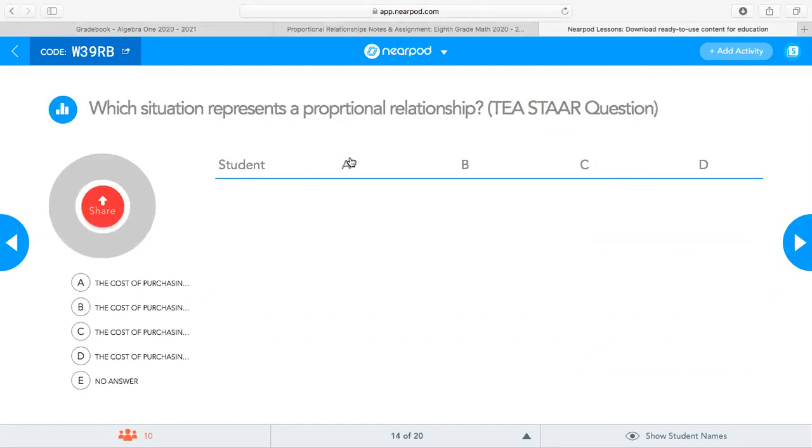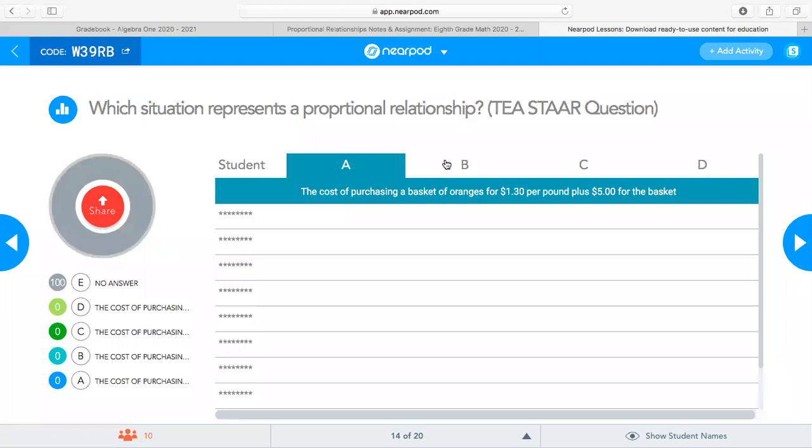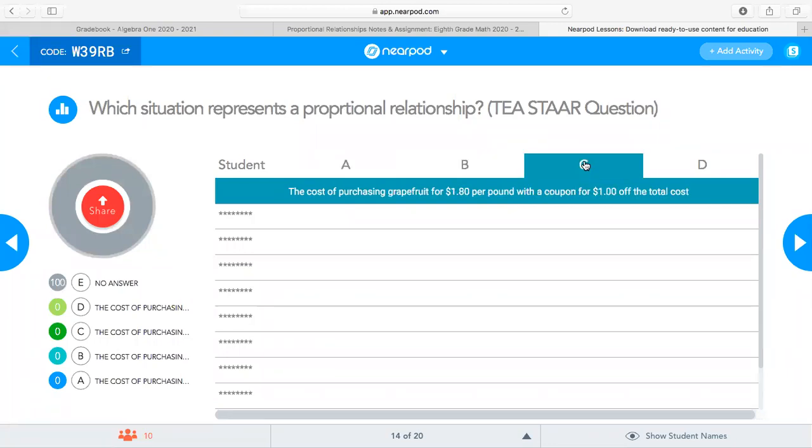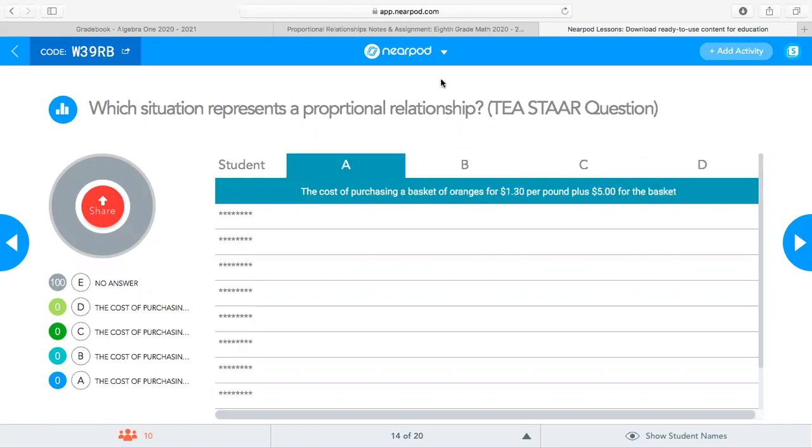All right, this one I think is a little tricky. Before you answer, I would probably try to discuss it with somebody. A says the cost of purchasing a basket of oranges is $1.30 per pound. Okay, $1.30 per pound, there's your slope, and $5 for the basket. Okay, A is the obvious answer that's not right, because that definitely has a y-intercept, the basket.